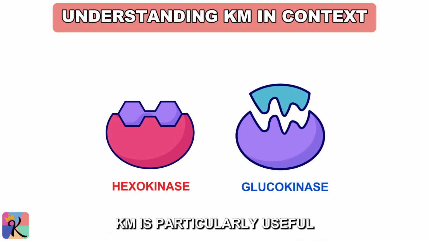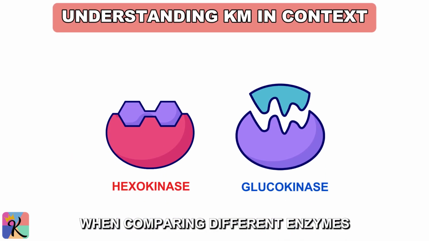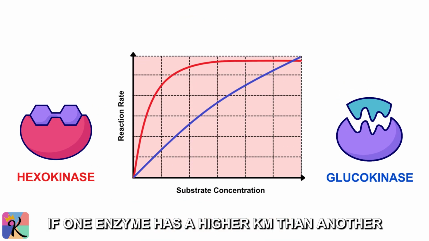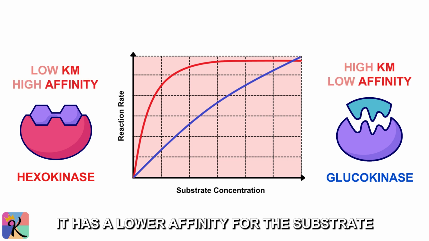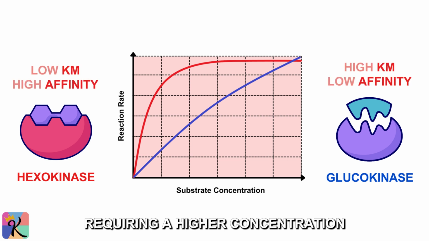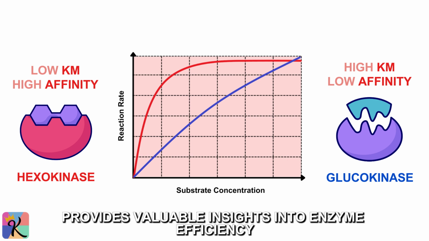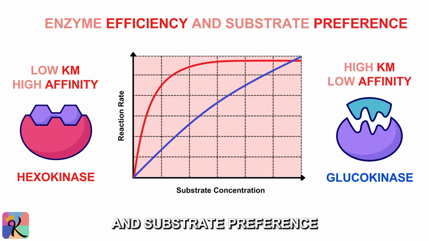Km is particularly useful when comparing different enzymes or the same enzyme with different substrates. If one enzyme has a higher Km than another, it has a lower affinity for the substrate, requiring a higher concentration to achieve half saturation. This comparison provides valuable insights into enzyme efficiency and substrate preference.